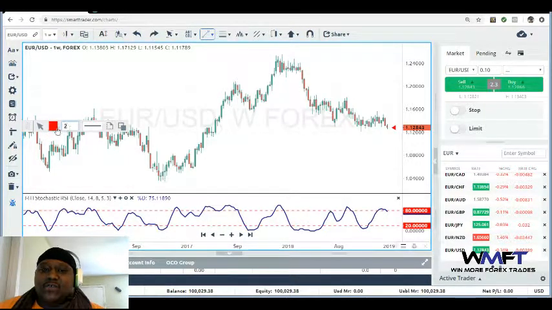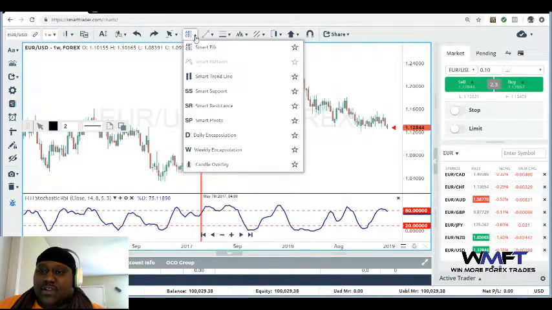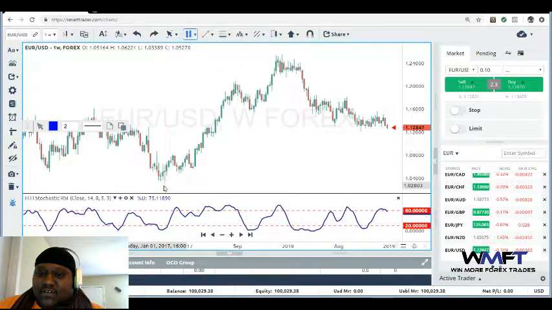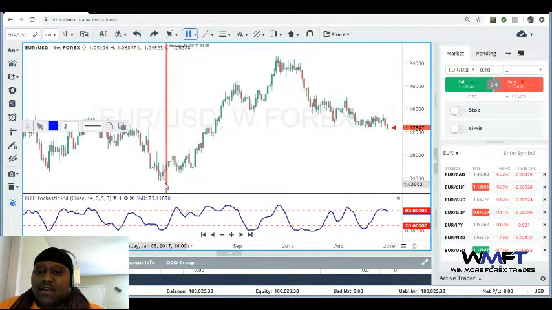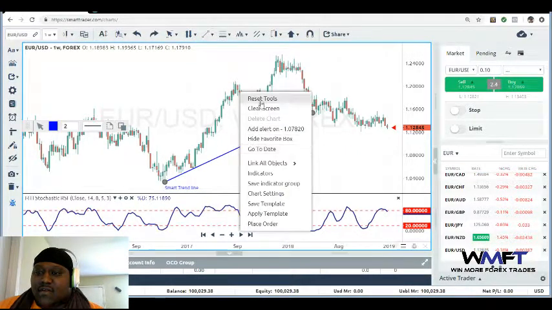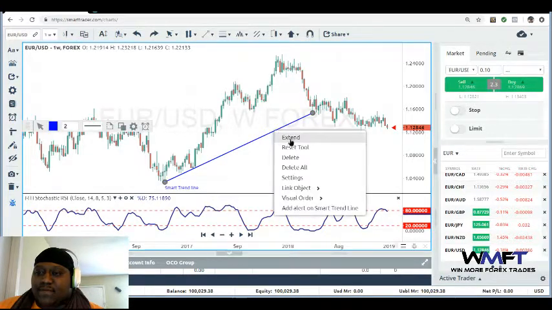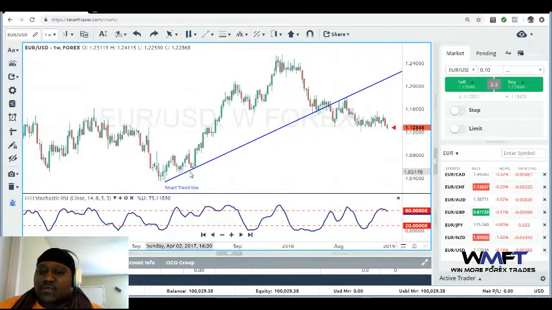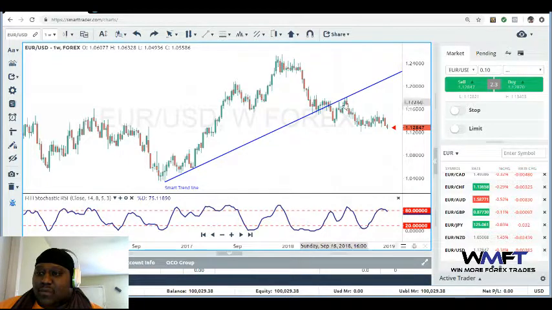This is an uptrend line, so we're going to make that blue. Actually, we're going to bring in our smart trend line, and we're going to place our cursor under the lowest wick of that uptrend, and bring it in like that. So we can see right here where the market was in the uptrend since December of 2016 when this uptrend started. Now we've broken this trend line.